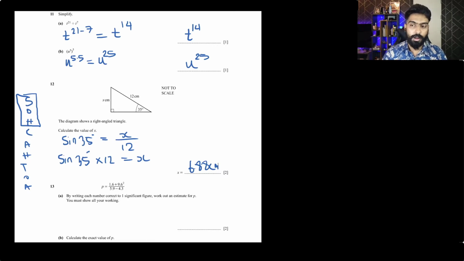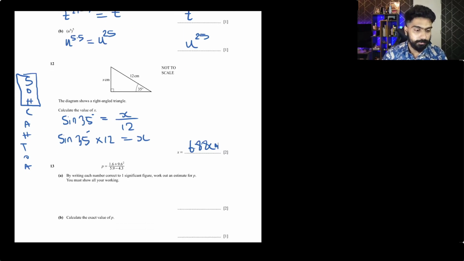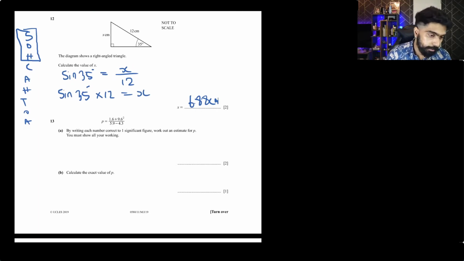All right, guys. Now let us go to question 13. Question 13, guys. By writing each number correct to one significant figure, work out an estimate for p. You must show all the working. All right, so we are going to round it. So what do we have here, guys?